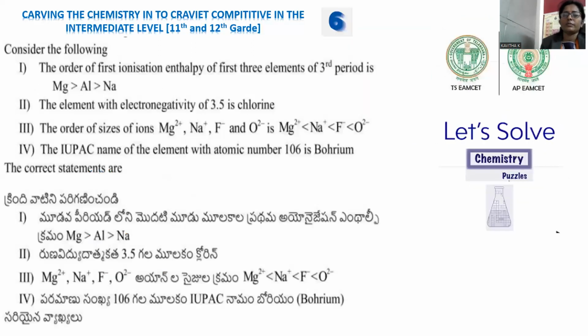Move on to question number 6, the last question of the session. Consider the following. It is a question from periodic properties, a most important section. The order of first ionization enthalpy of the first 3 elements of the third period is asked. Third period elements are provided: one is sodium, second is magnesium, third is aluminum. The right order will be magnesium, aluminum, and sodium.